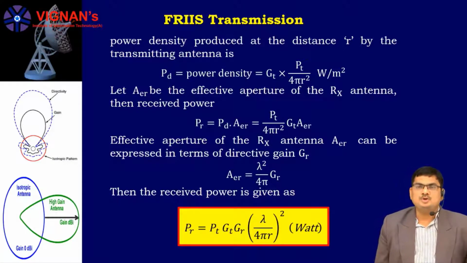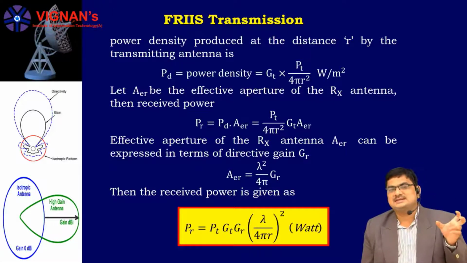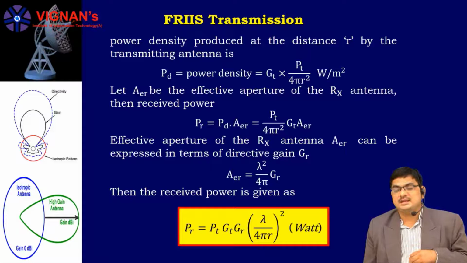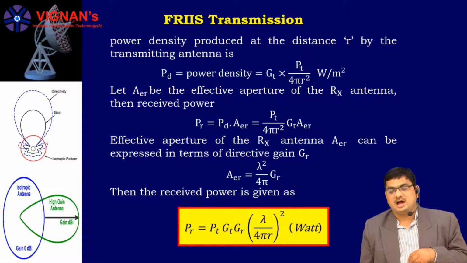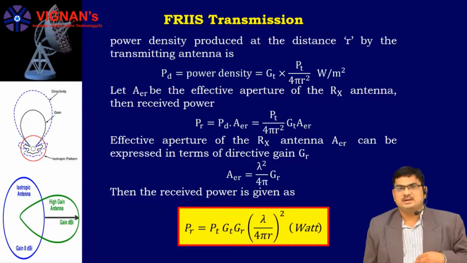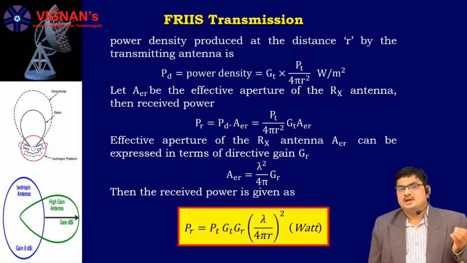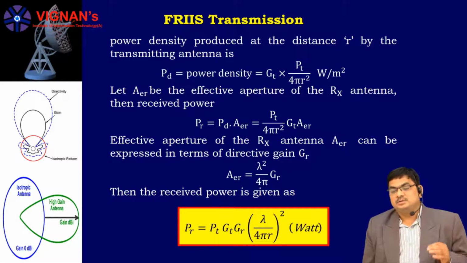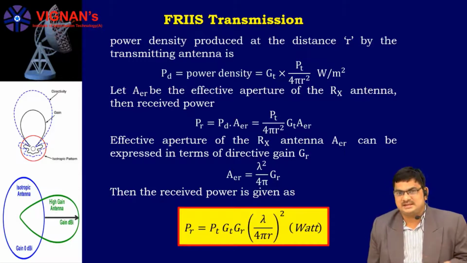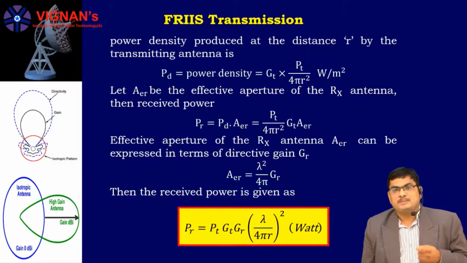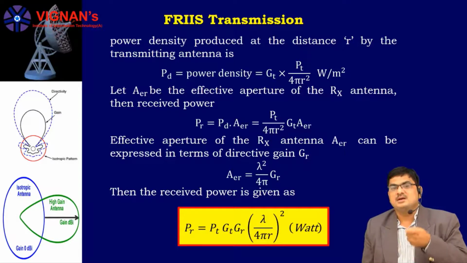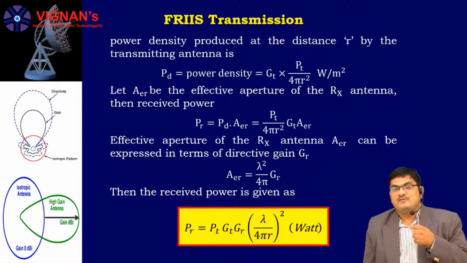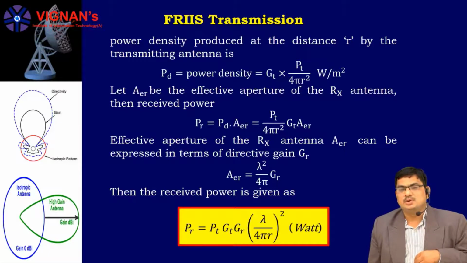If you want to know the power density produced at a distance r by a transmitting antenna, PD is equal to GT into PT by 4 pi r square, that is watts per meter square. We know AER, that is the effective aperture of the receiving antenna. To get the received power, PR is equal to the power density at the transmitting end into the maximum effective aperture of your receiving antenna. So PT by 4 pi r square into GT into AER.